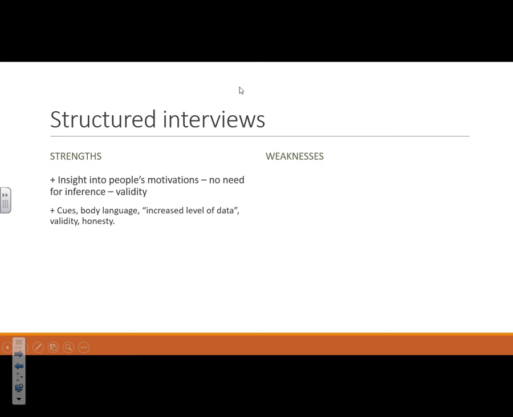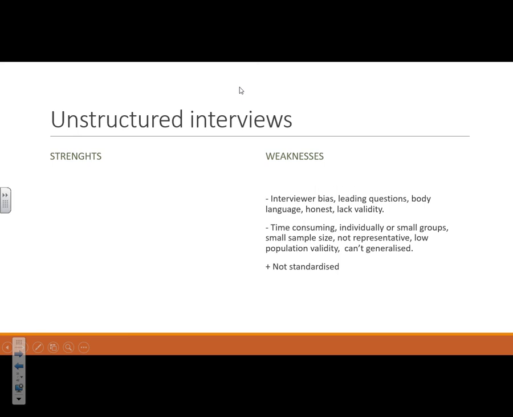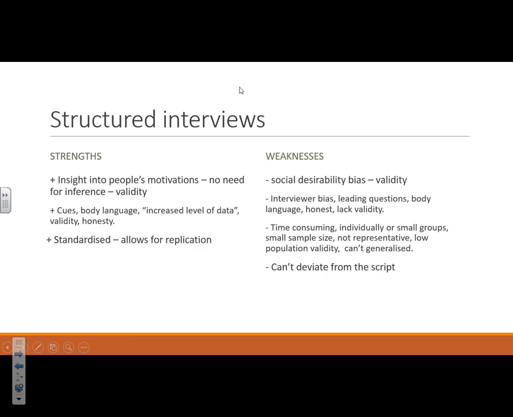Strengths. It gives us an insight into people's motivations, so there's no need for inference, so that would be all self-reports across the board. Gives an insight into that, we don't need to infer anything. Structured interviews, because it's an interview, we get cues from body language automatically. It's standardised, so it allows us to replicate.